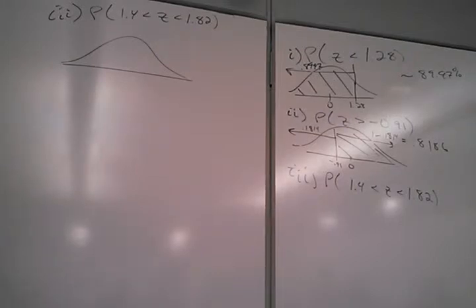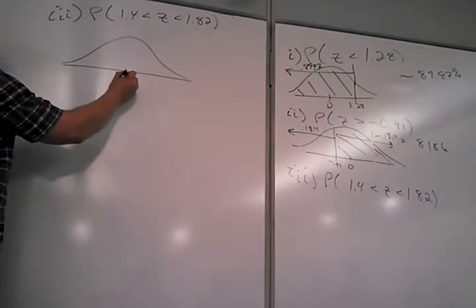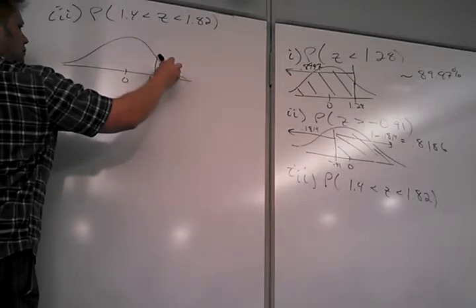Okay, so what goes right in the middle? 0. And then 1.4 and 1.82, just put them there somewhere. It doesn't really matter. So look at me being all careful now. So where's the area that I want? In between those two, right? Now let me make this really clear right now.